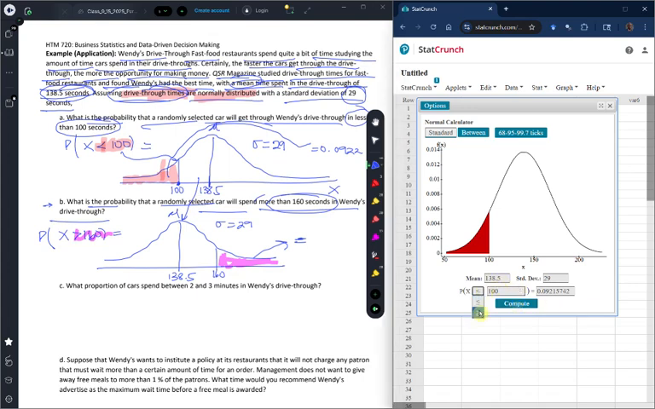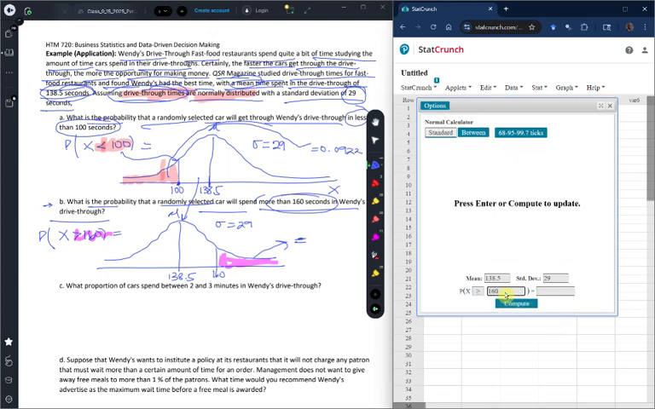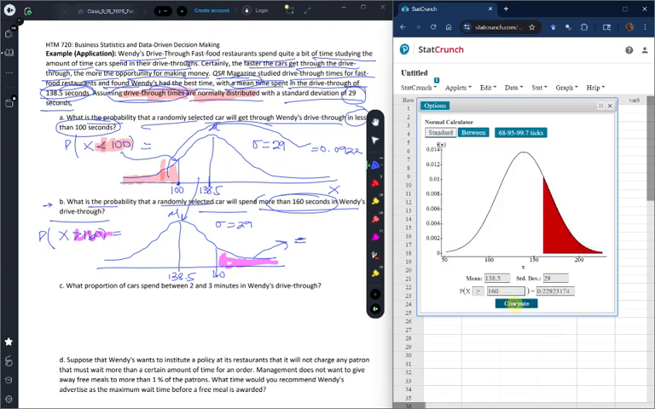So I will change this to greater than or equal to 160 and compute. And I have 0.2292.